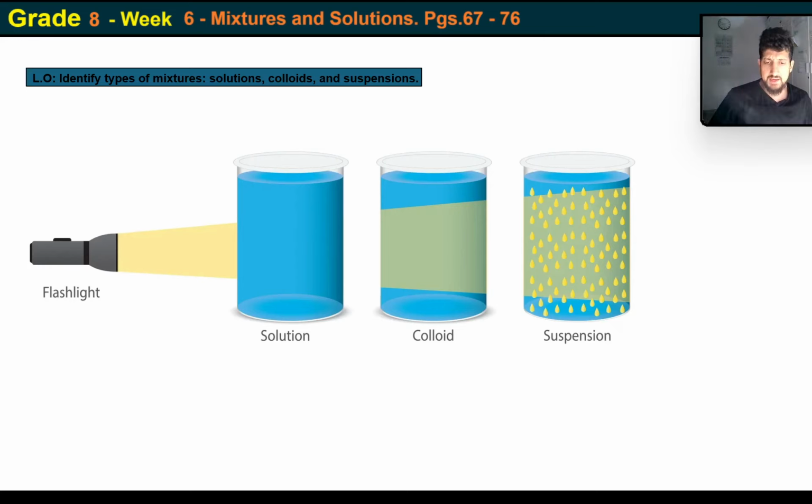Right. What about the next one then? Colloid. What is a colloid? A colloid, unlike a solution, well, a solution is the same throughout. A colloid looks the same throughout as well, but it's not transparent. It doesn't allow light to go through. What's a classic example of a colloid? A classic example of a colloid is good old milk.